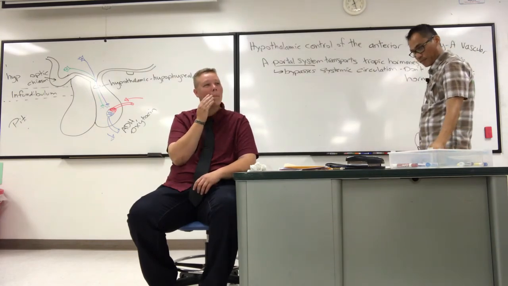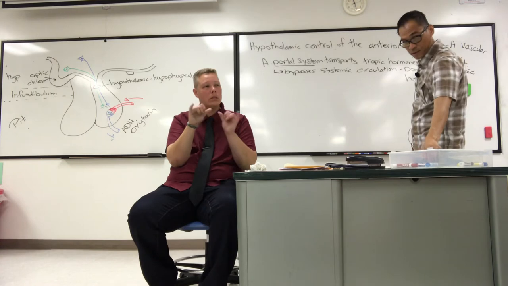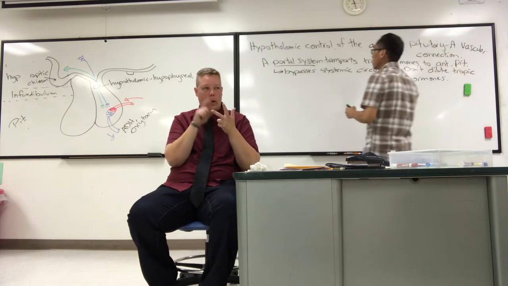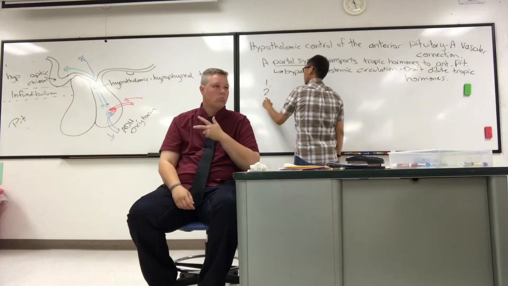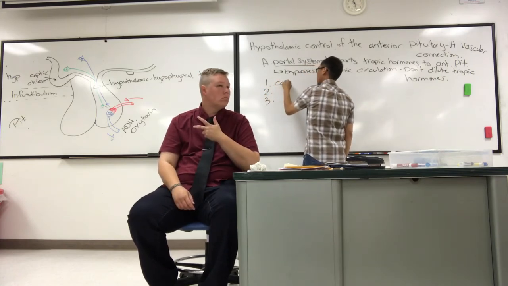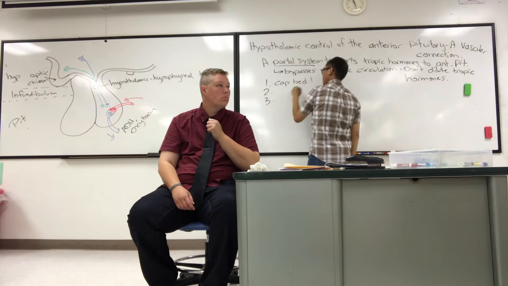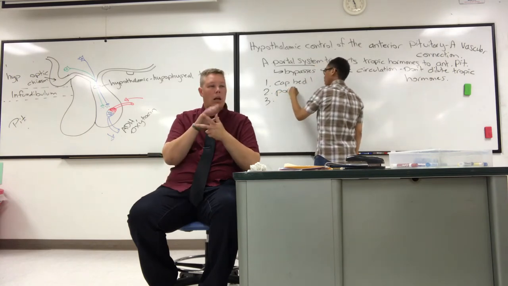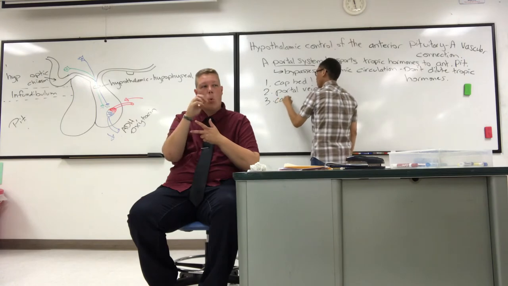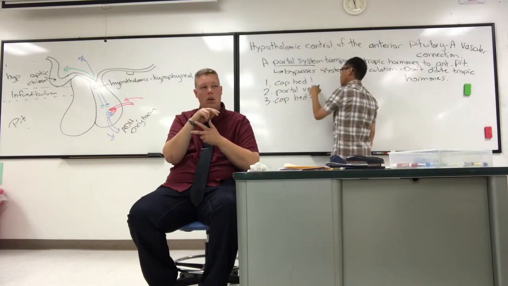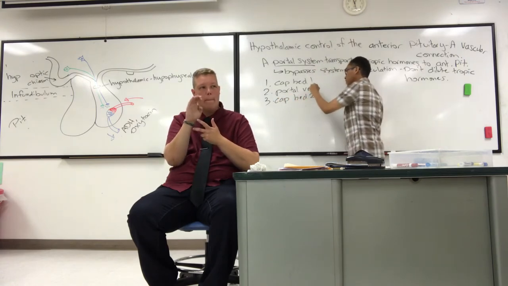In a portal system, be able to identify three things. 1, 2, 3. Cap bed 1, portal vein. That's the shortcut. Cap bed 2. Cap bed 1, cap bed 2, basically.